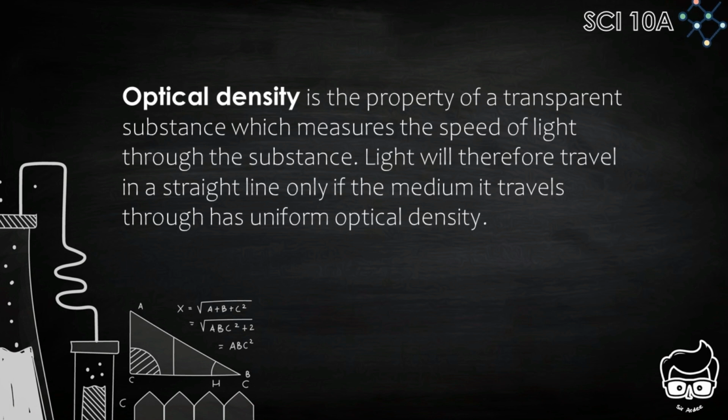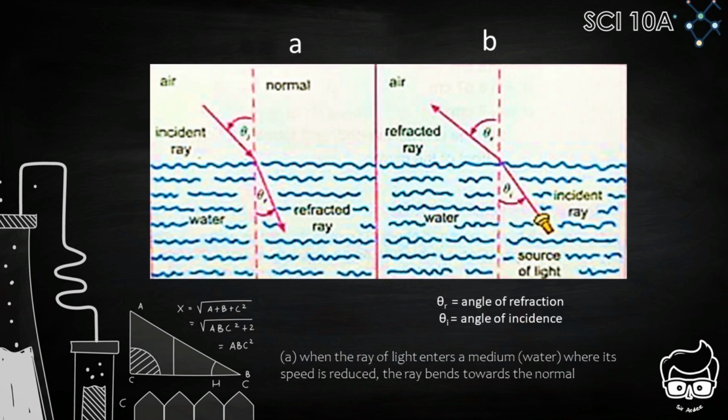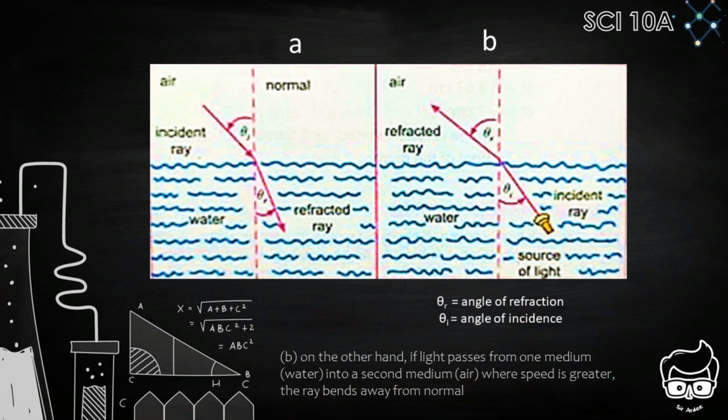Optical density is the property of a transparent substance which measures the speed of light through the substance. Light will therefore travel in a straight line only if the medium it travels through has uniform optical density. Based from the figure, when the ray of light enters a medium or water, where its speed is reduced, the ray bends towards the normal. While on the other hand, if light passes from one medium or water into a second medium into the air, where speed is greater, the ray bends away from normal.